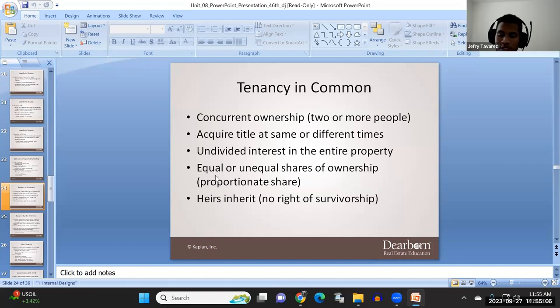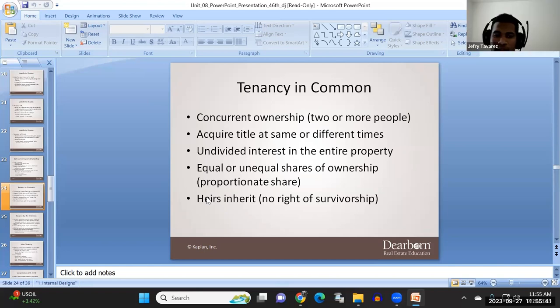So tenants in common is when a property is bought by two or more people, either at the same time or a later time, and the shares or the property itself is going to be divided however they choose to, equally or not equally. And the biggest thing, the heirs do inherit it, not the other owners. The heirs inherit it and it's given through will, not automatic. You die, it goes to them.